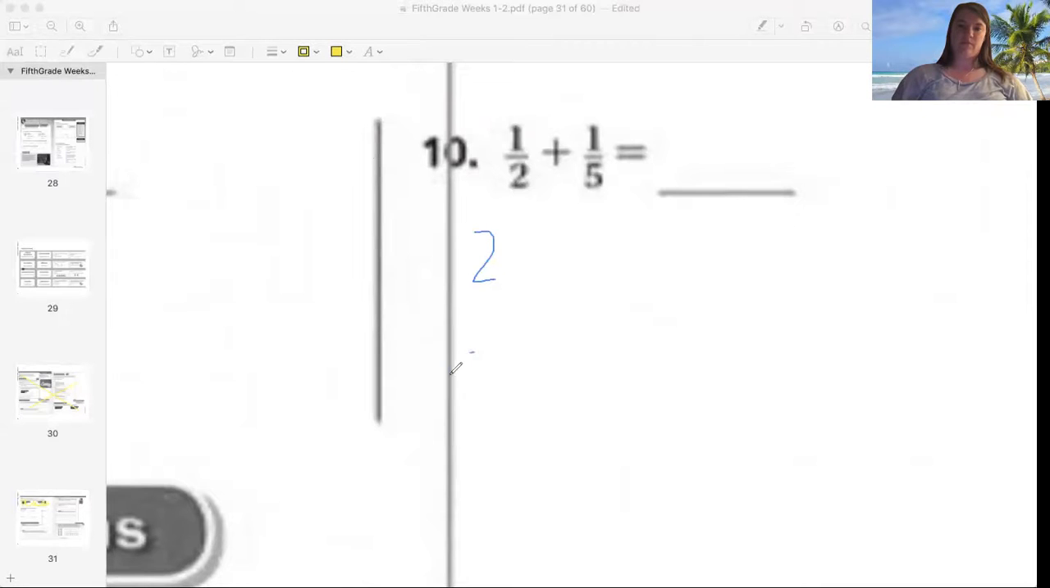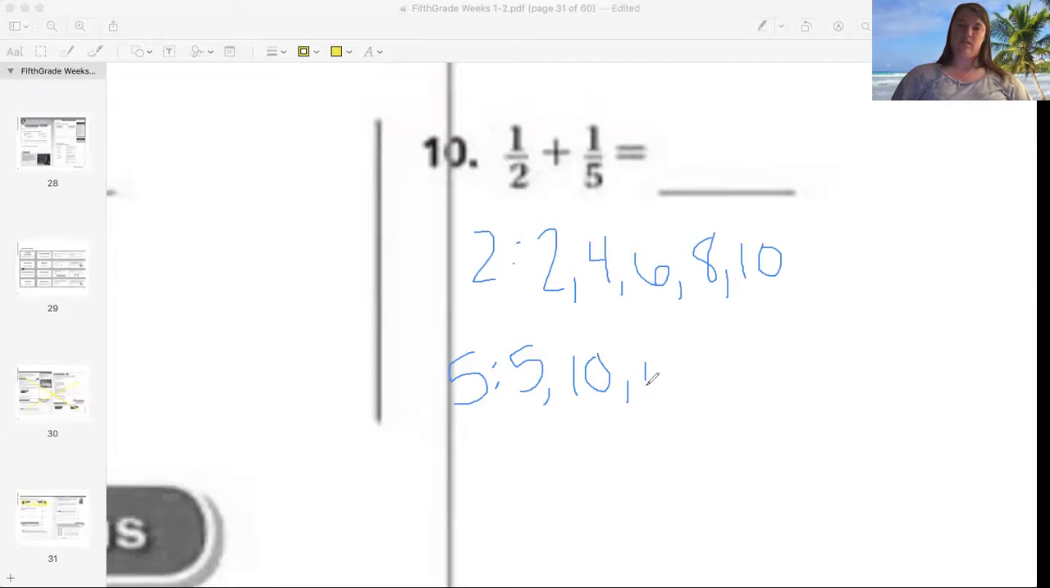I'm gonna do 2, 5, and then I'm gonna skip count by 2 first. So 2, 4, 6, 8. Sometimes you have to list more than others, and 10. And then for 5, starts with 5, and then 10, and then 15. And I noticed already that they have 10 in common. So that makes my least common multiple 10.